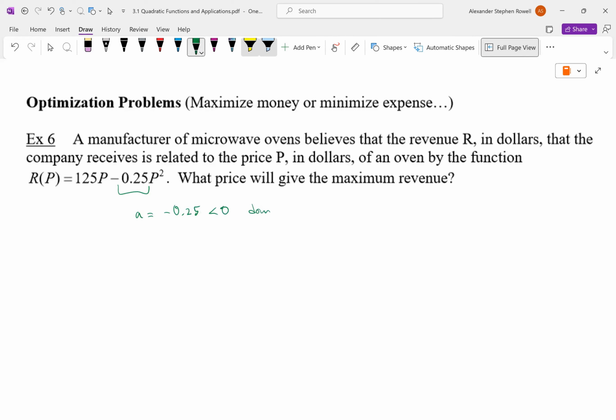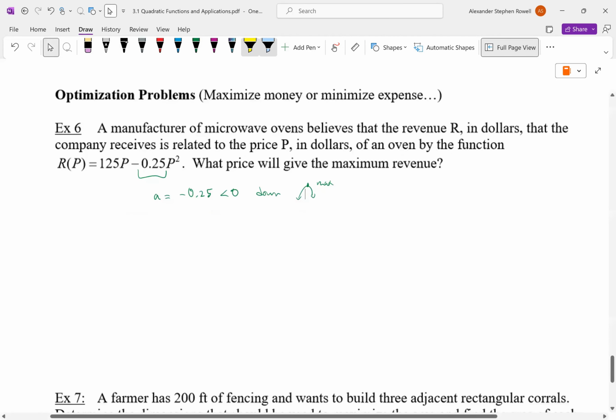Negative, downward has a max value. You don't have to graph this, but I just want to talk about why this equation works.